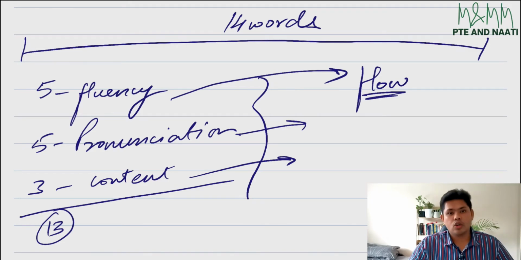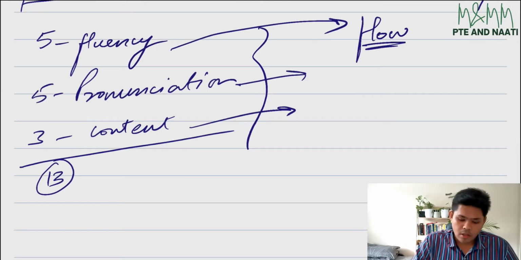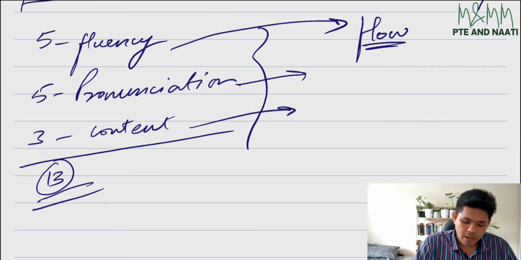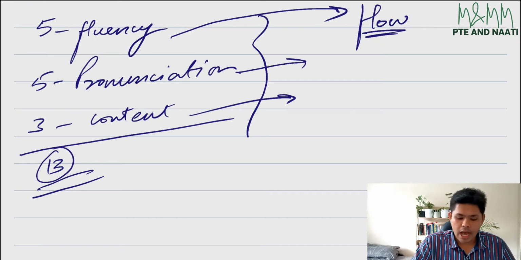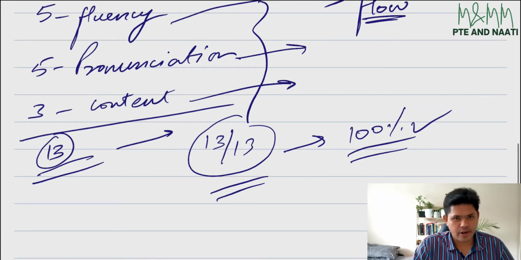Last is content. Content is simply whatever sentence is given to you, you keep the sentence the same while repeating and you get a good score in content. Now, let us go a little bit deeper. When I say it is 13 marks in total, how can I get 13 out of 13? Obviously, by speaking the sentence 100% correct. That is the strategy.